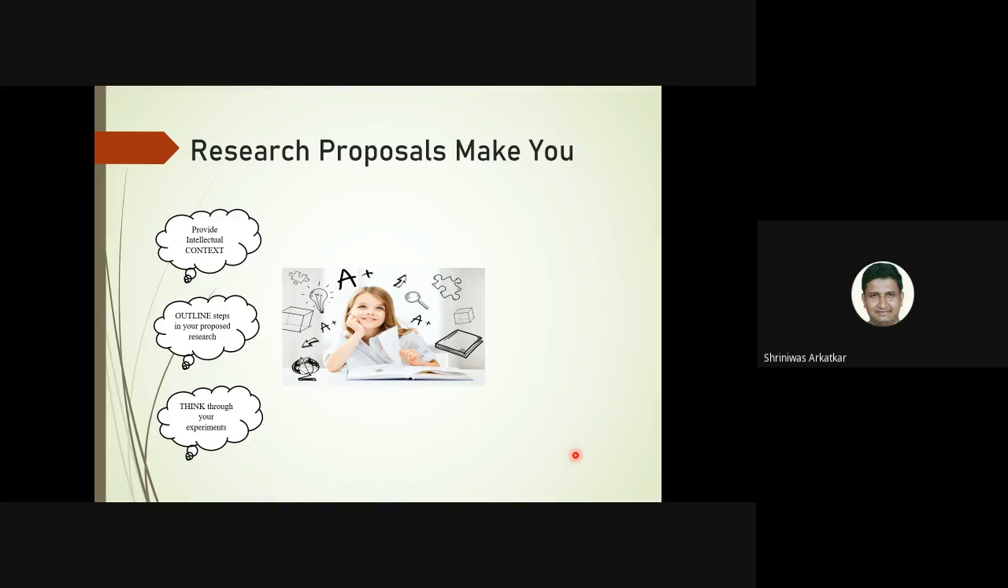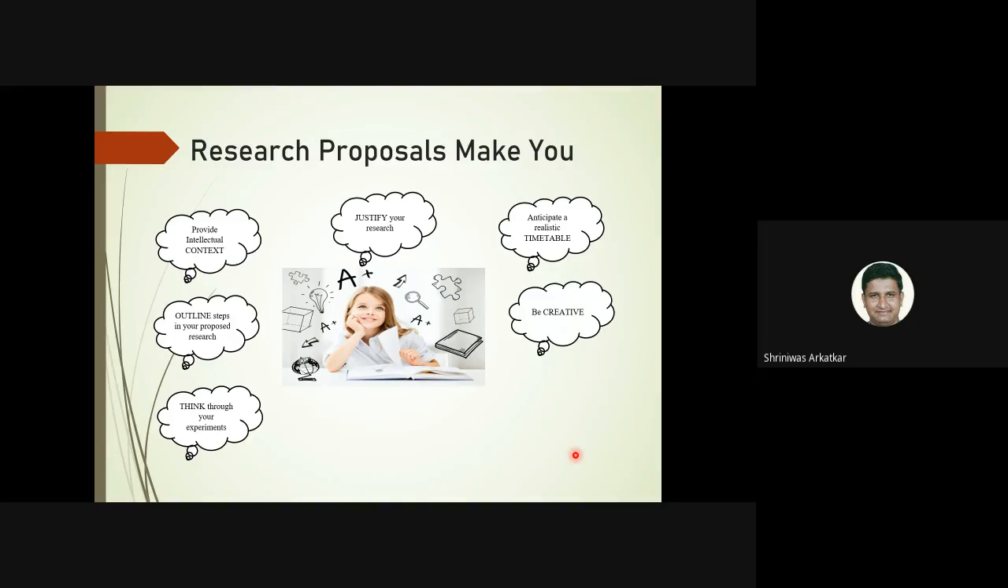Okay, and then justify your research. Why it is important, and how it can be done. Anticipate a realistic schedule or timetable showing how it can be achievable at the end of the day, and then be creative in research formulation, right? Then anticipate potential problems and how you are going to deal with those problems, and then you can use parts of it in your final paper or your proposal.